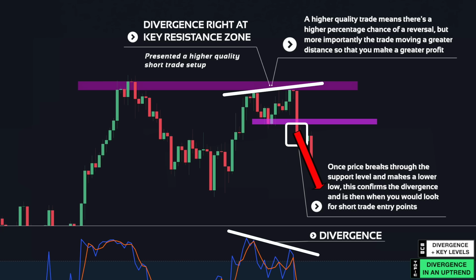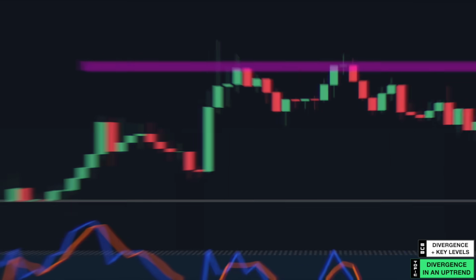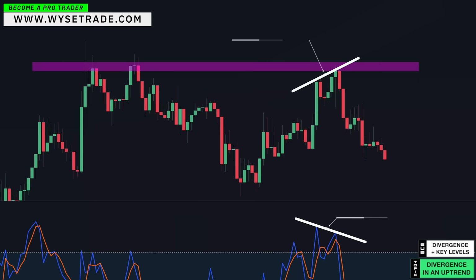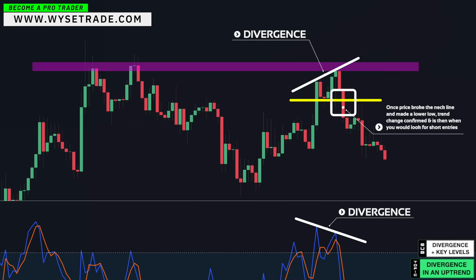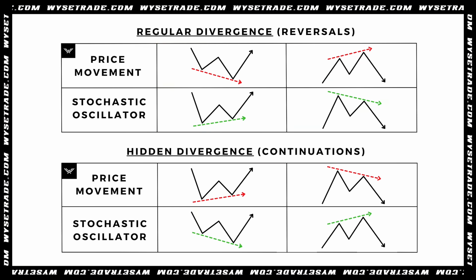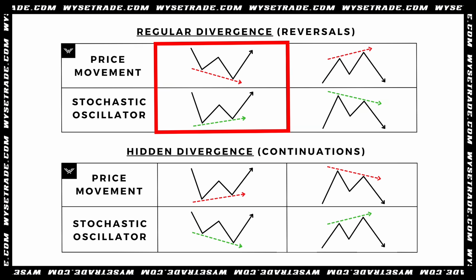Let's show this again. This reversal point here gives you a key resistance level. Price makes a higher high, whereas the stochastic makes a lower high, giving you a divergence. Once price broke the neckline and made a lower low, you would look for short entries. Now, moving on to regular divergence in a downtrend.